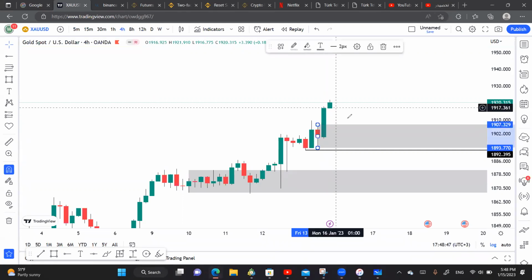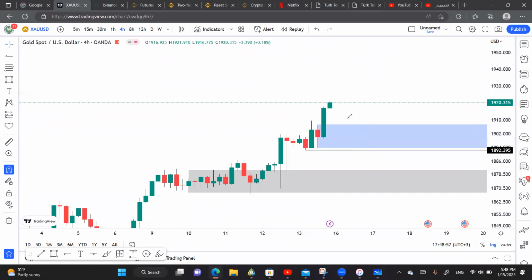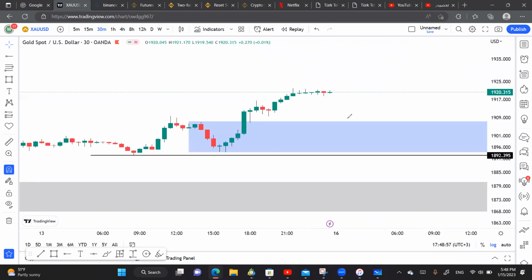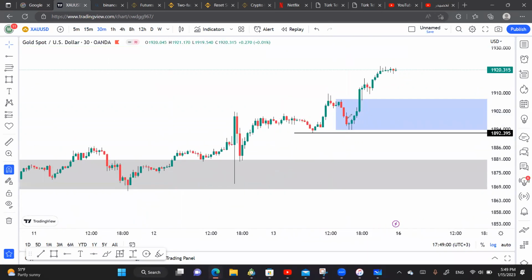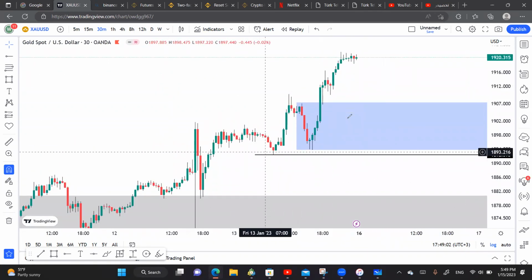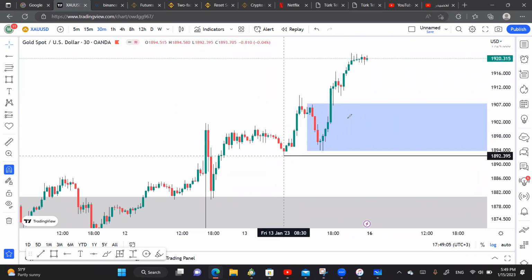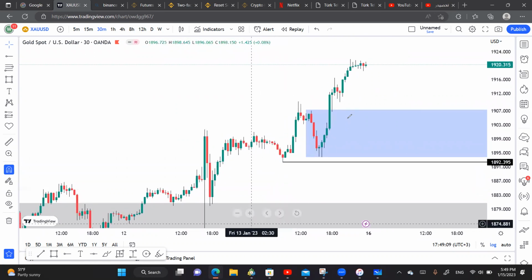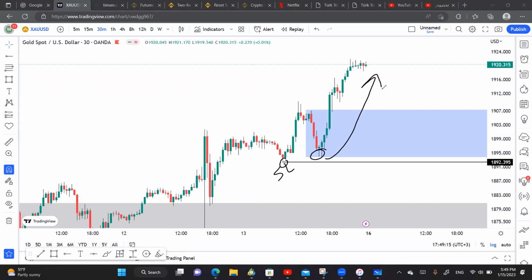Let me change the color of this. So I'm gonna make it blue. I'm gonna go to the 30 minutes. Now in the 30 minutes, as you can see here, exactly the same low, exactly a strong low, which is made by a bearish candle, retested, and then rally up. So this area over here now has become a demand. As you can see, the rally up.